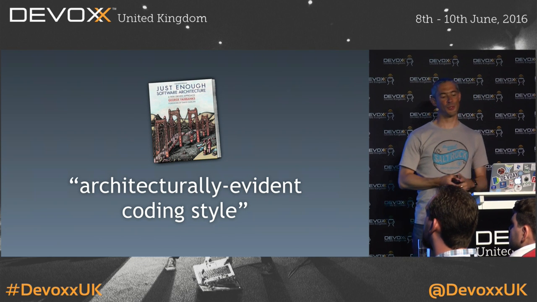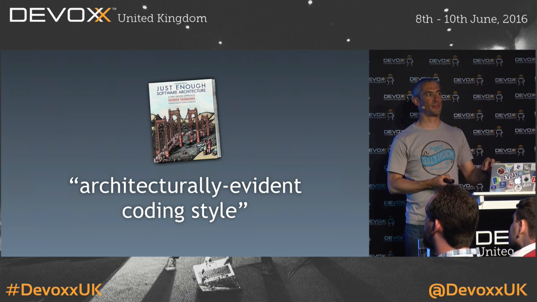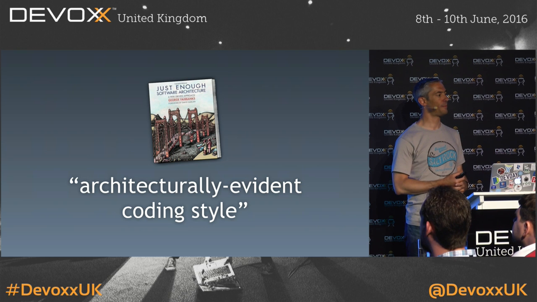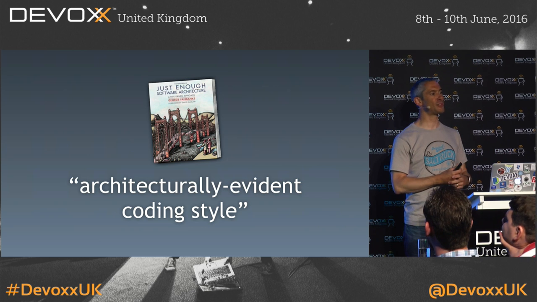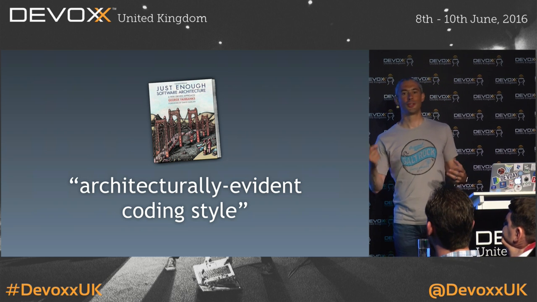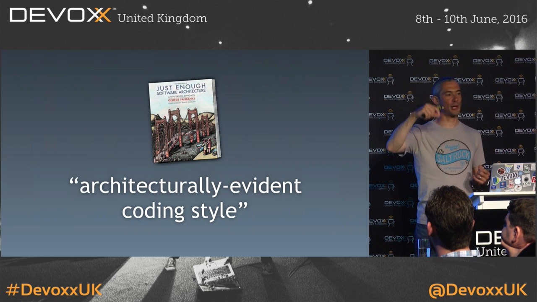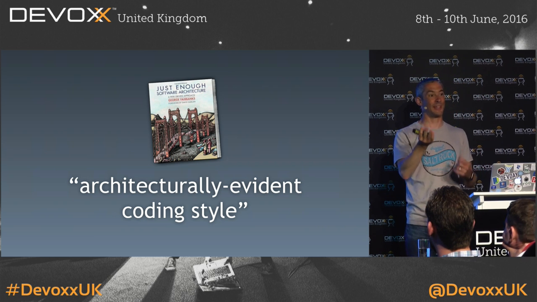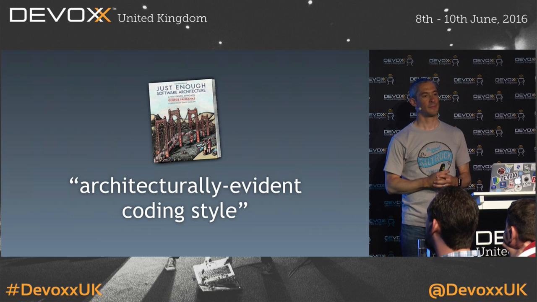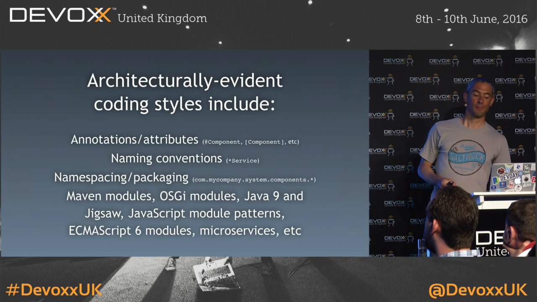Coming back to the model-code gap, George Fairbanks says we can solve a lot of this with an architecturally evident coding style. An architecturally evident coding style is essentially dropping hints and metadata into your code so that your code actually reflects your architectural intent. There are lots and lots of ways to do this.